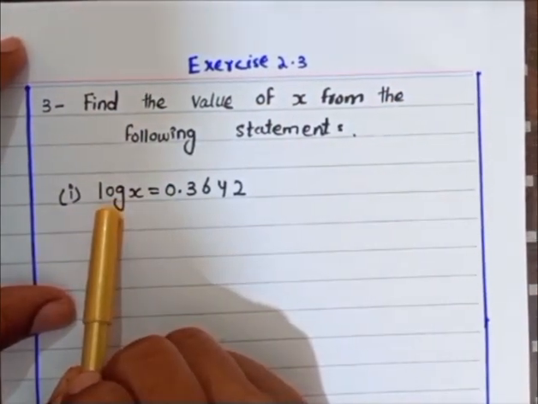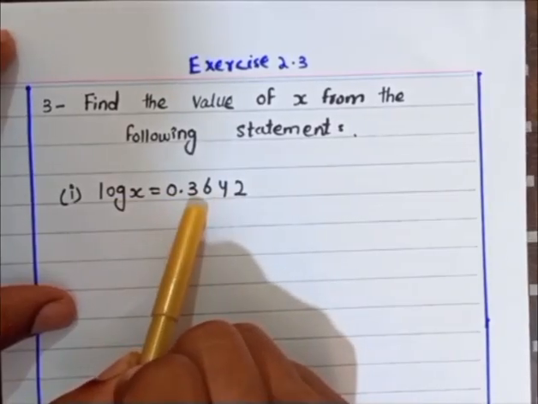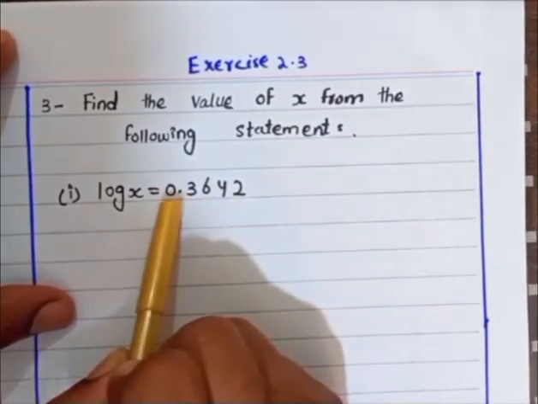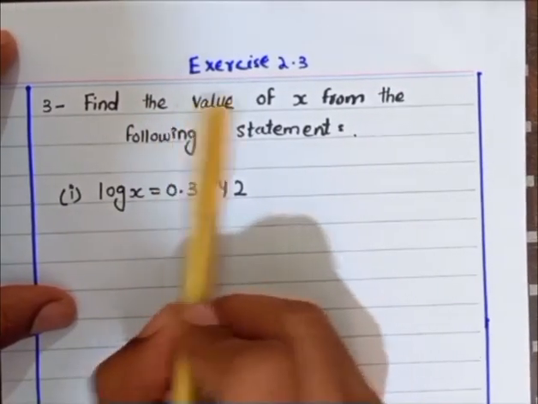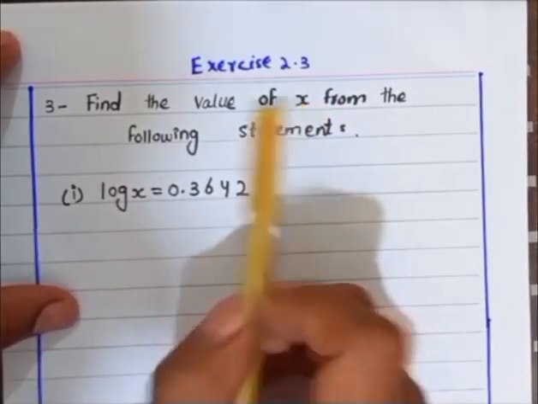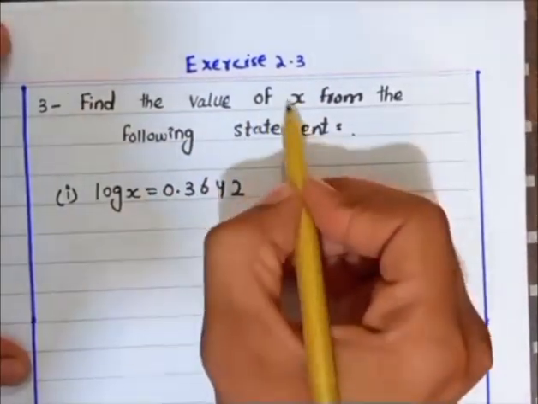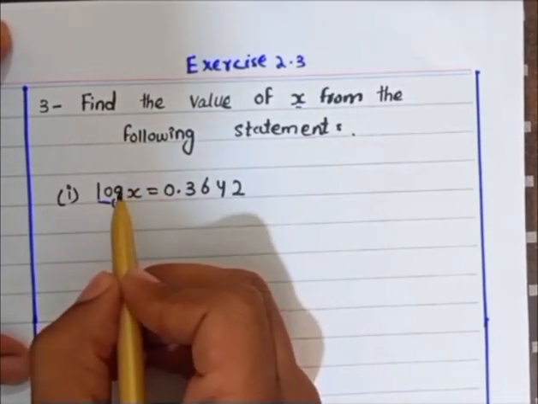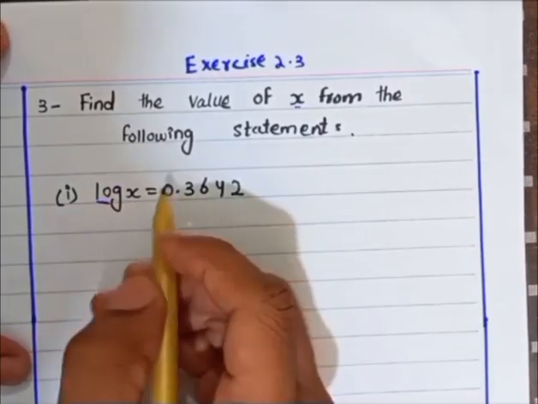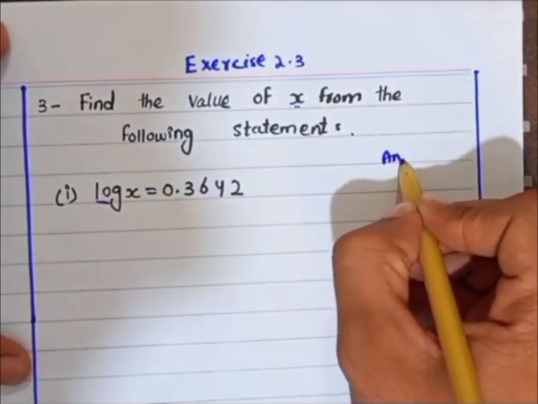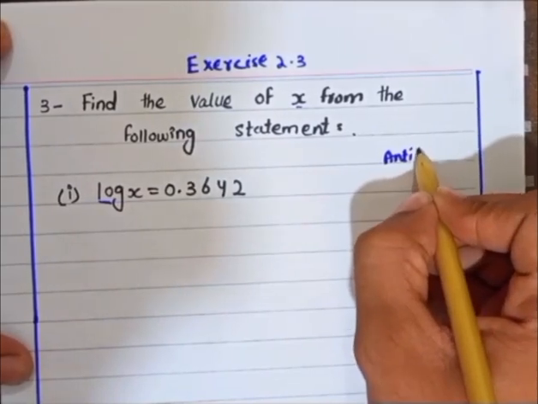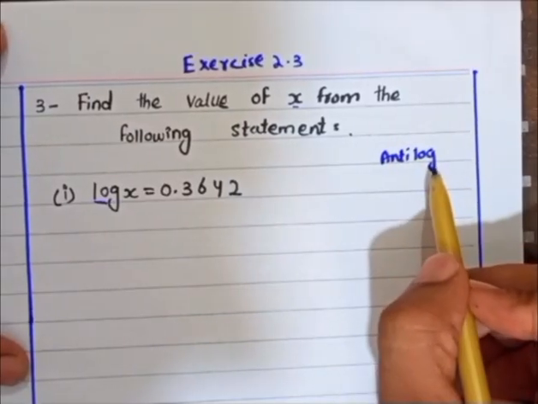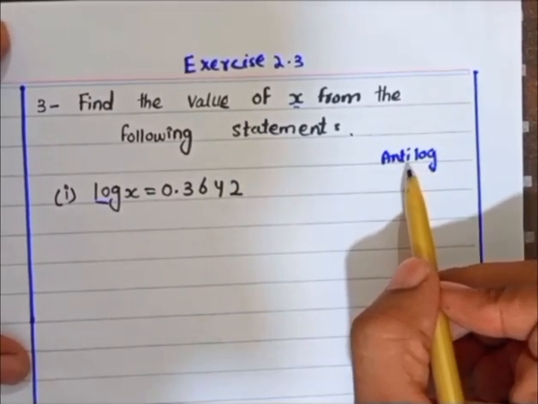Here, this is already in logarithmic form. As you know, it is in both forms: the mantissa is there, and the characteristic is also there. So here I am supposed to find the value of x. For that, I need to cut this log, and for cutting the log, I need to bring its opposite, which is anti-log, anti-logarithm. So today in this question we will deal with the anti-logarithm table.